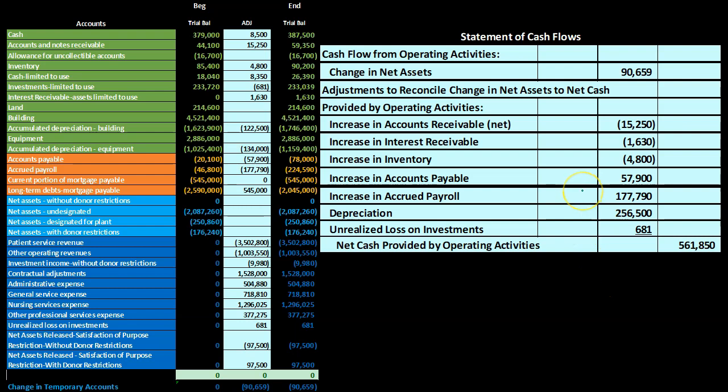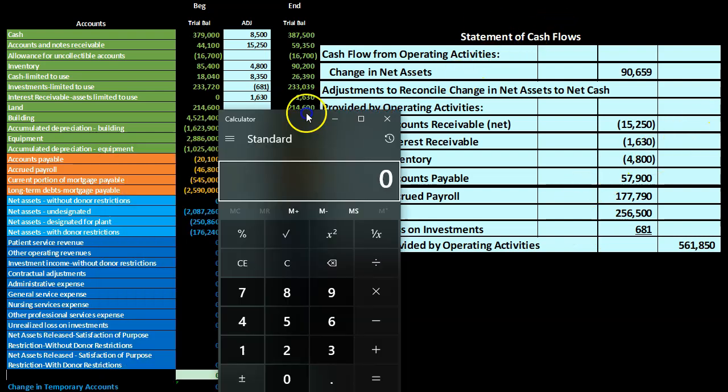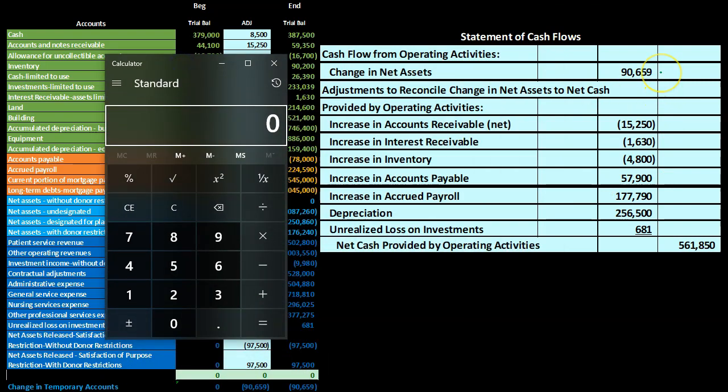Then if we were to add these up, remember to add all of them. I'll do it in the calculator just to make sure that we're getting all of them. You want to go all the way up to the 90,659. So we've got the 90,659 minus the 15,250 minus the 1,630 minus the 4,800 plus 57,900 plus 17,790 plus 256,500 plus the 681, and that should be not there. Let's do it one more time. We've got the 90,659 minus the 15,250 minus the 1,630 minus the 4,800 plus 57,900 plus 177,790 plus the 256,500 plus the 681, and that should be the 561,850. So there we have that.